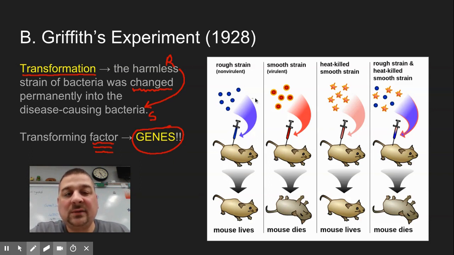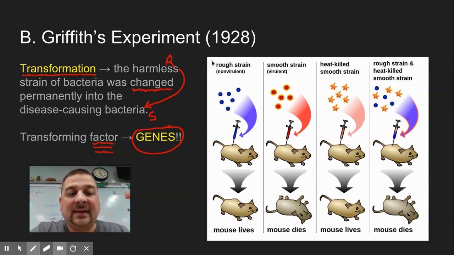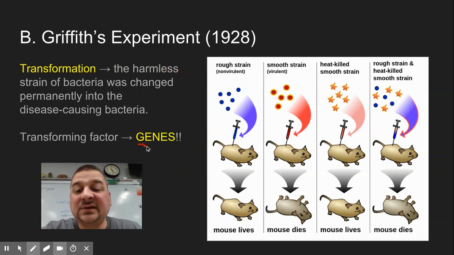So he was looking for what was in that transformation juice, he called it. The living R strain, what did they pick up? What cellular components did they pick up from the S strain to transform them into the disease-causing bacteria? Then the race was on.